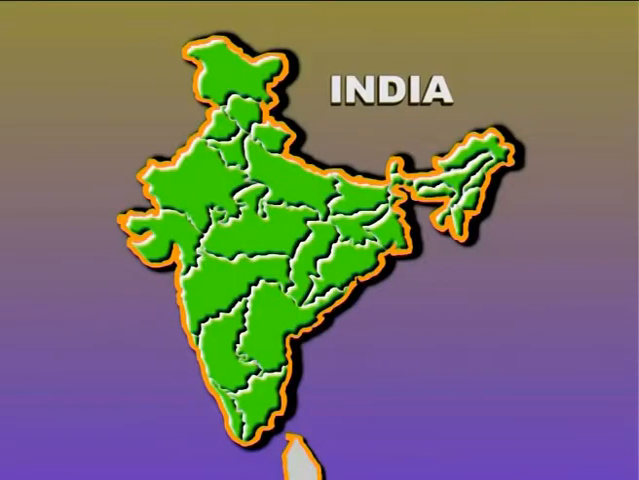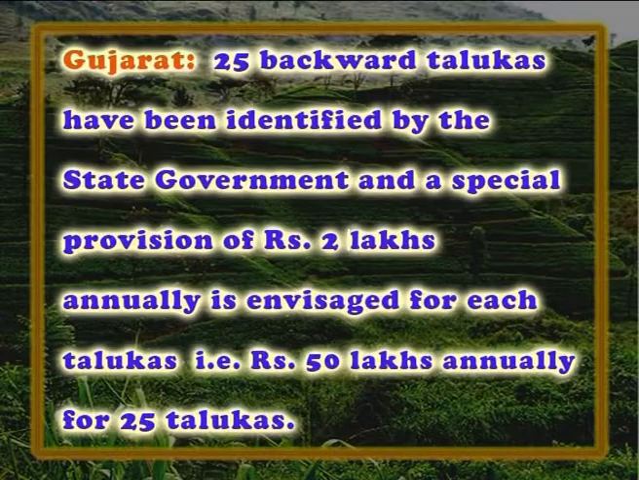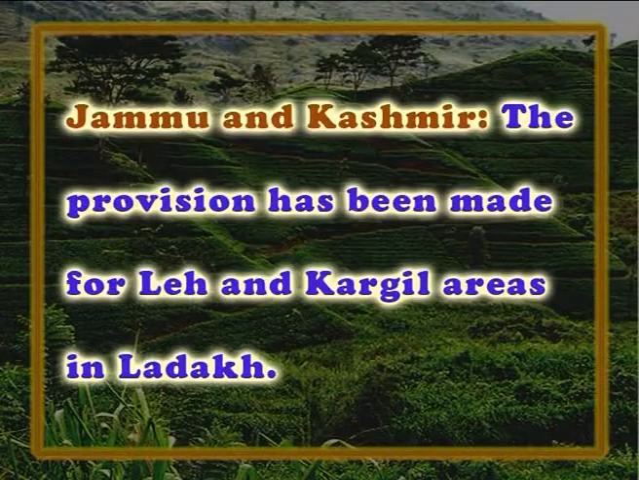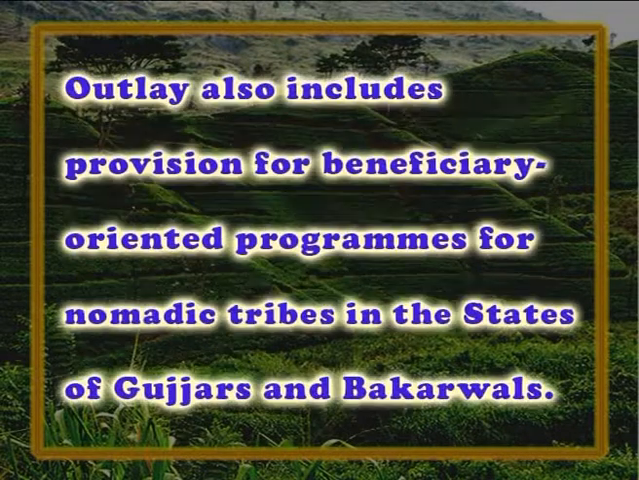Next is backward areas or states. The areas for which the provision has been made are indicated, that is Gujarat. 25 backward talukas have been identified by the state government, and a special provision of rupees 2 lakhs annually is envisaged for each taluka, that is rupees 50 lakhs annually for 25 talukas. In Jammu and Kashmir, the provision has been made for Leh and Kargil areas in Ladakh. Outlay also includes provision for beneficiary oriented programs for nomadic tribes in the states, the Gujjars and Bakarwals.